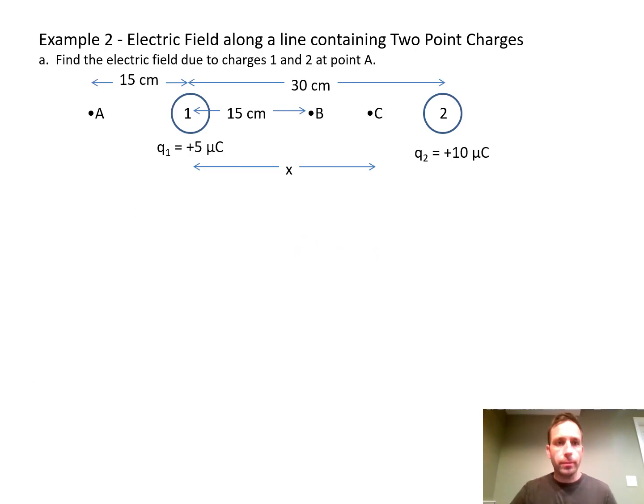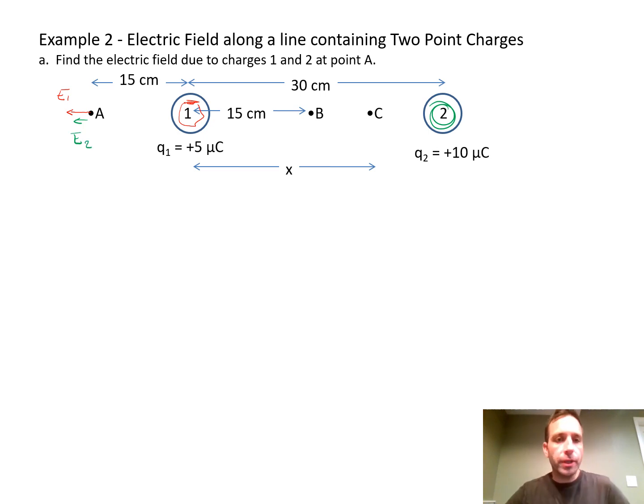In this problem, we're expected to find the electric field due to charges 1 and 2 at point A to start. So the first thing I want to do is figure out the direction of the electric field from charge 1. Charge 1 is a positive charge, and so at point A, a test charge would be repelled to the left. So I'll call this E1, the electric field, just because of charge 1. Charge 2 over here is also a positive charge, so it would also create an electric field to the left at point A. I'll call that E2.